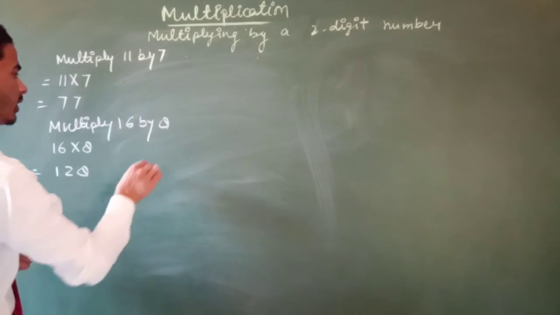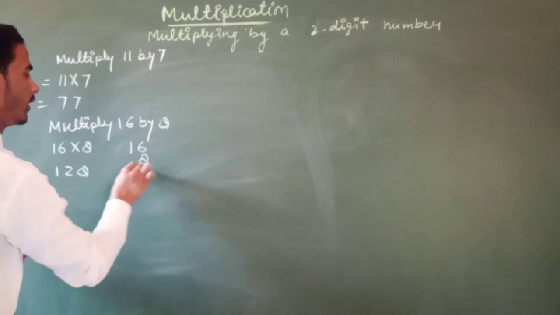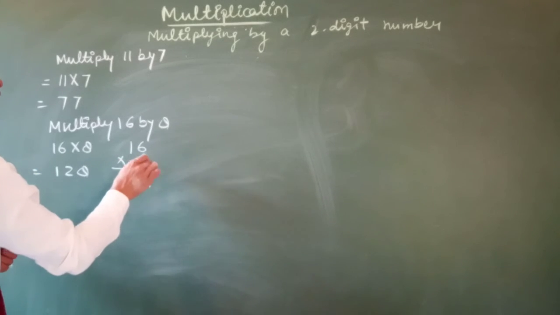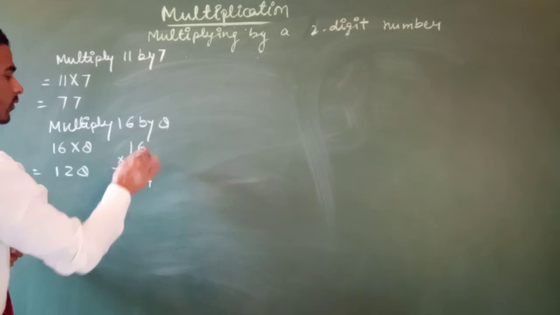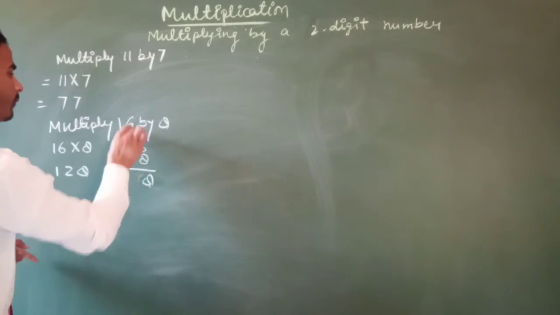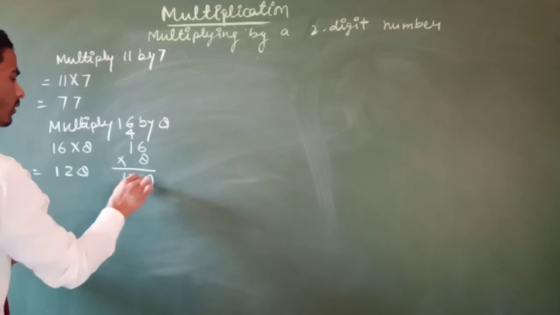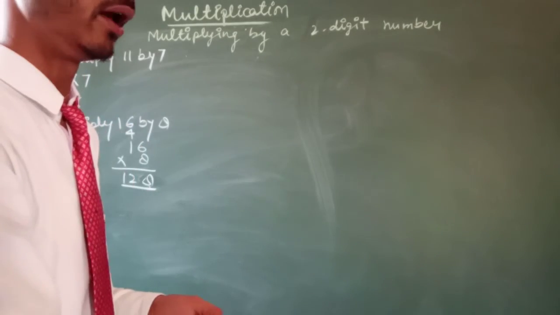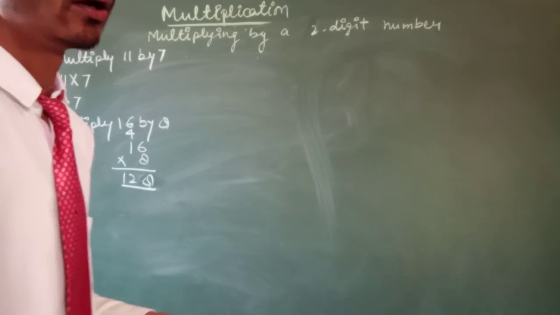We can solve it vertically also. 16 multiplied by 8. 8 sixes are 48. 8 fours carry. 8 ones are 8, 8 and 4 are 12. That is 128. And now we take another example, that is regrouping tens.